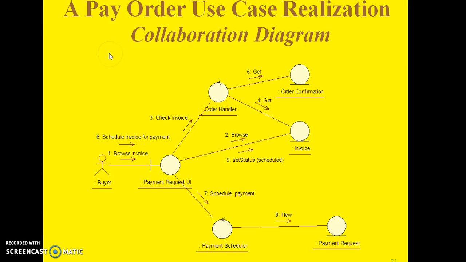So this is how we can create an example for pay order using the use case realization, and we can go from the class level to the collaboration diagram to further generate some more additional methods.